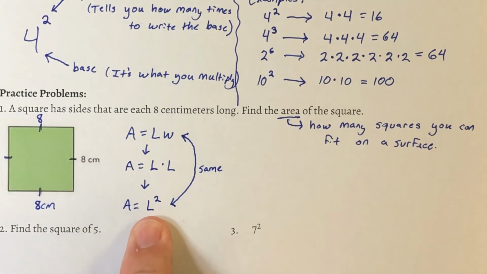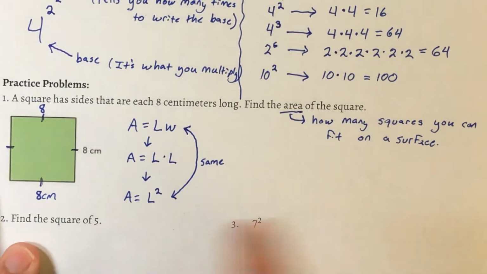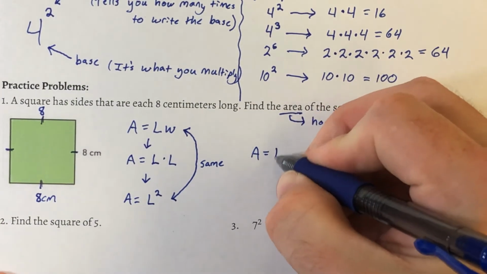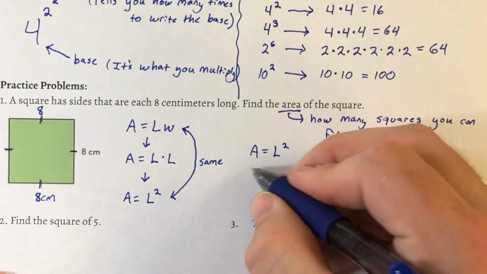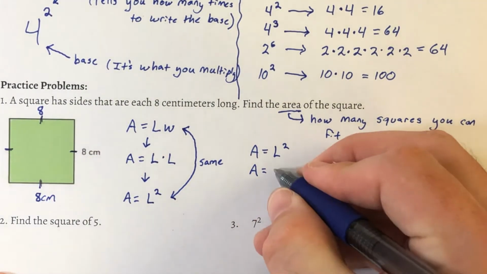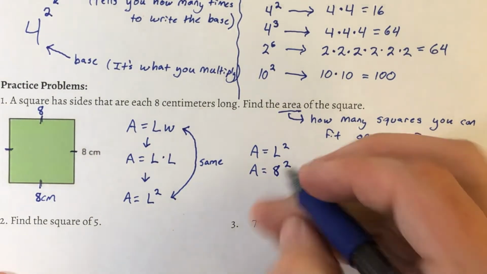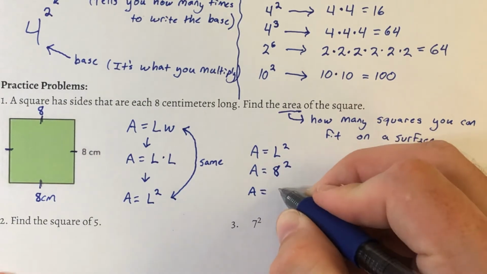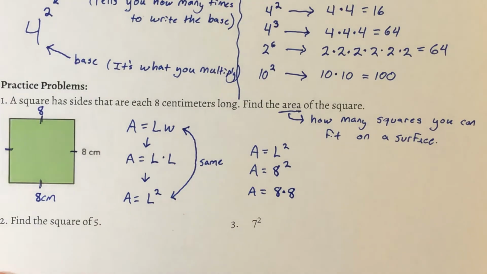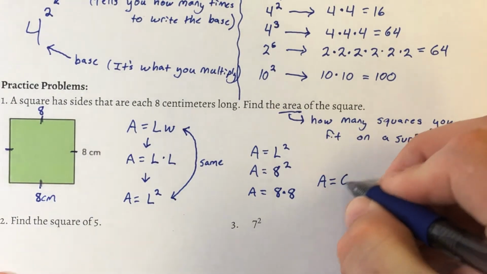Let's practice this new formula because, you know, multiplying length times width is just boring. Let's make it exciting. So we're going to find the area of the square. It's area equals L squared. Next step, area equals, what is the length? The length is all 8. So I'm going to replace the L with an 8, write down our exponent of 2. What does 8 squared mean? It means write down 8 2 times and multiply. So area equals 8 times 8 is 64.